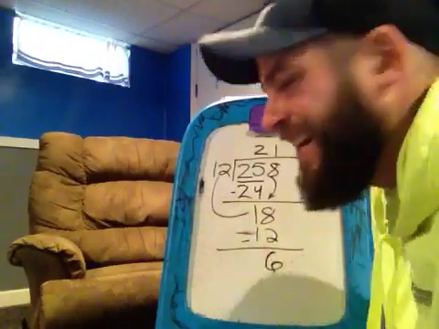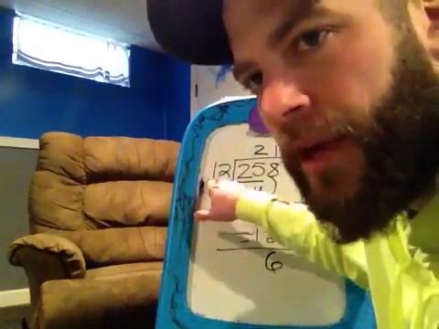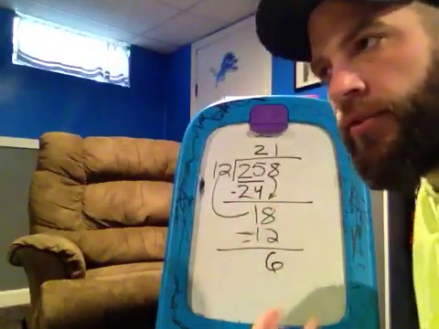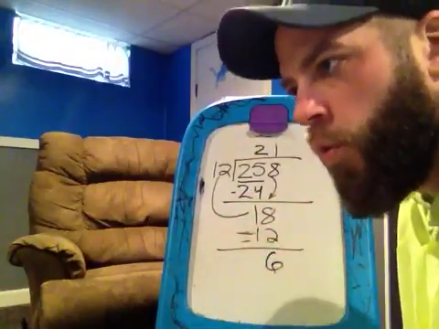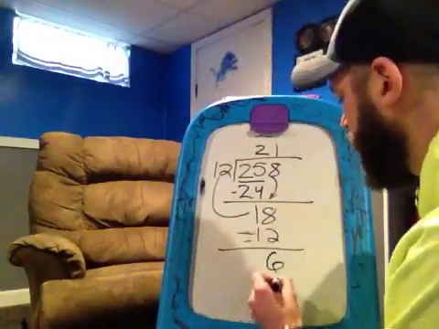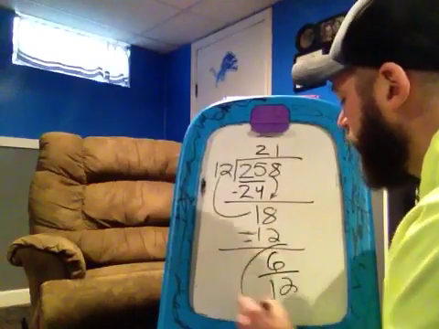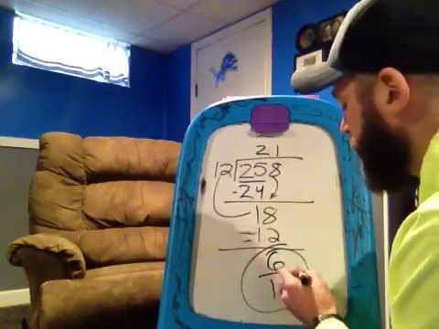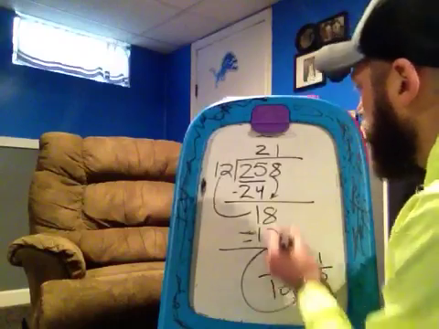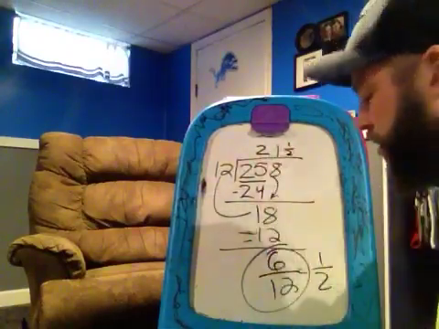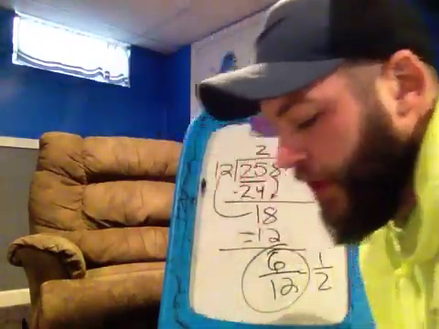The remainder is 6, and you needed 12 to make a whole. So that's 6/12, which is the same thing as 1/2. So you can look at it like there's 6 out of what you need, 12, left, or you could simplify that. 6 over 12 is the same thing as 1/2. So it's 21 and 1/2.